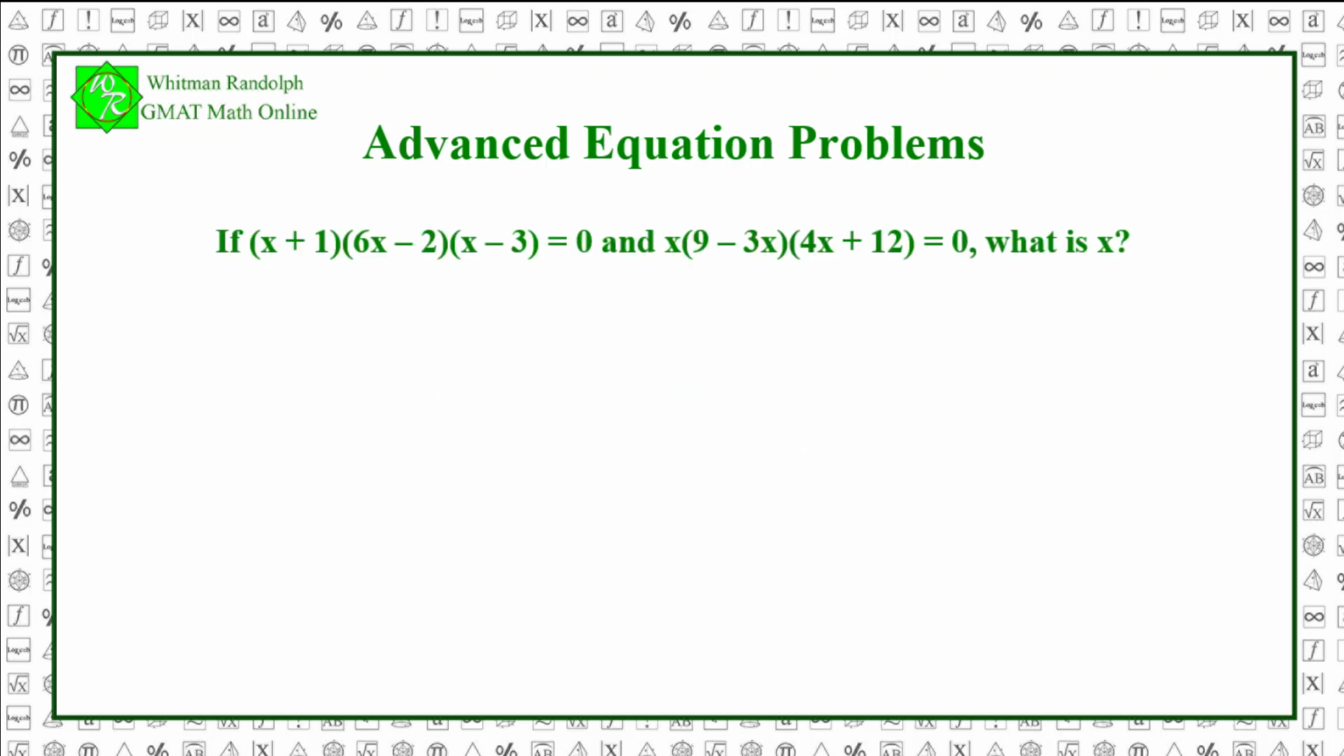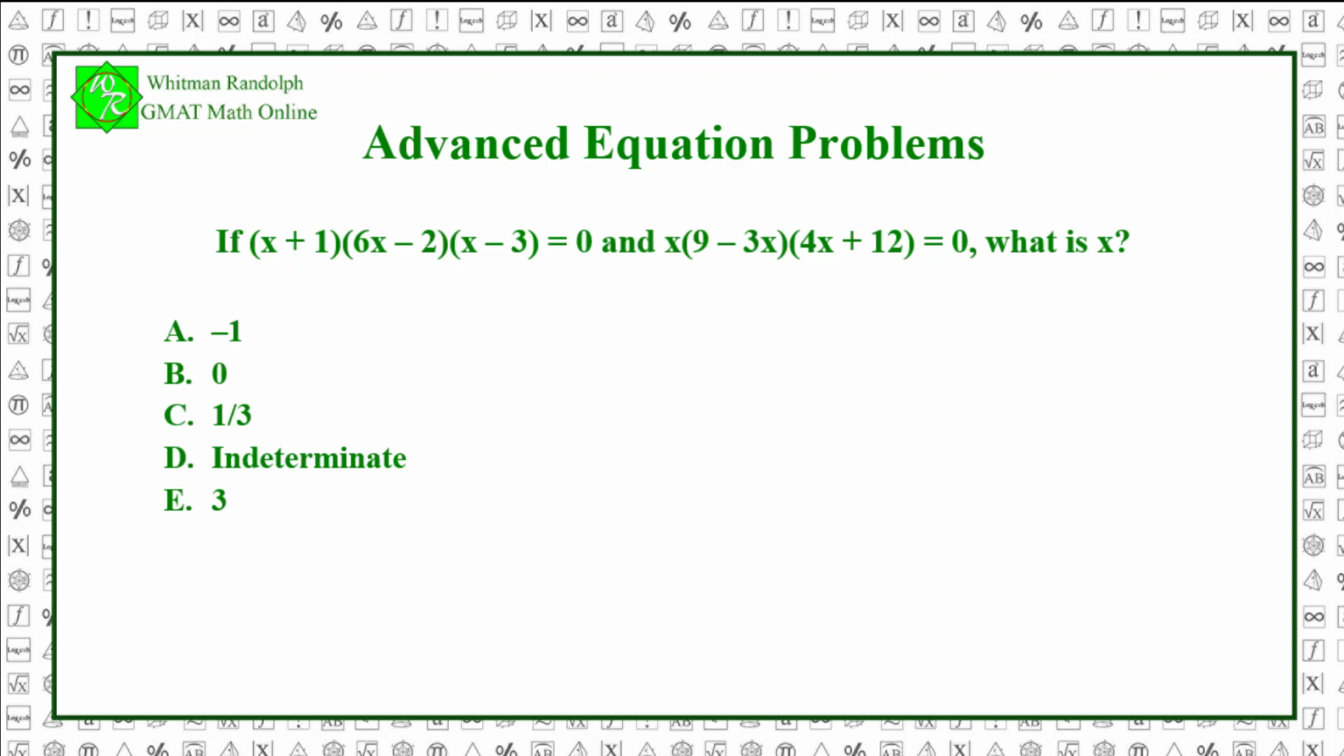Problem. If x plus 1 times 6x minus 2 times x minus 3 equals 0, and x times 9 minus 3x times 4x plus 12 equals 0, what is x? And here are some possible answers.